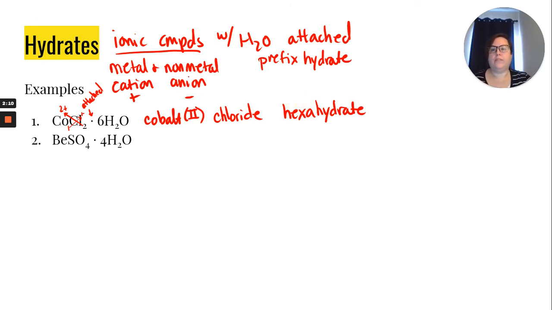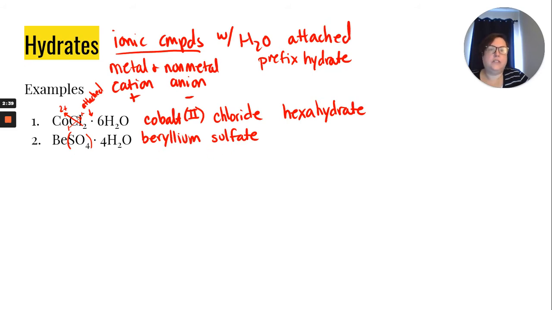BeSO4 with 4 waters attached. So here we have more than 2 capital letters, which means it is a polyatomic. So we're going to need page 7 of the reference tables. And we would see that SO4 is the polyatomic. Be is beryllium. And then SO4 is sulfate. And we don't change the ending to polyatomics unless it's a part of an acid.